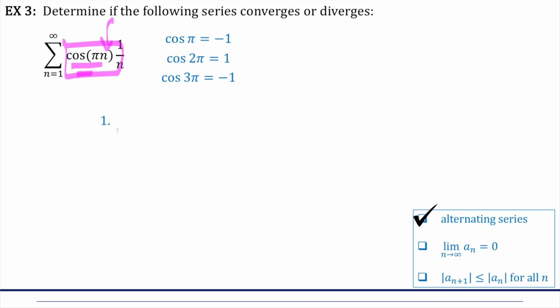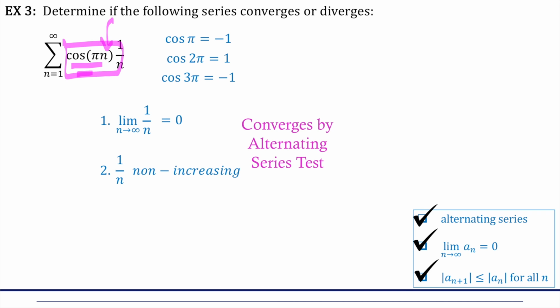Is the limit as n approaches infinity of a sub n 0? Yes, it is. Is it a non-increasing function? Yes, it is. So this series converges by the alternating series test.